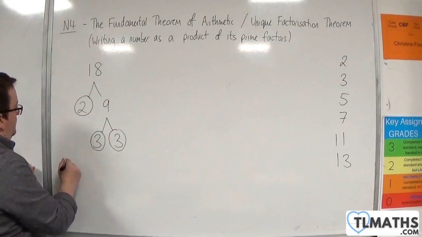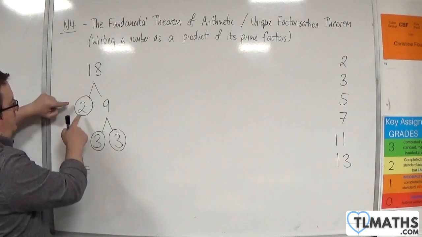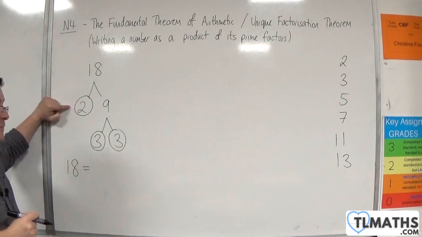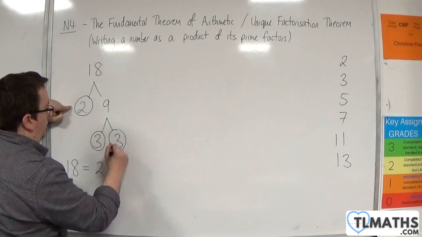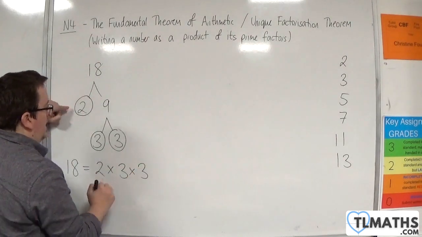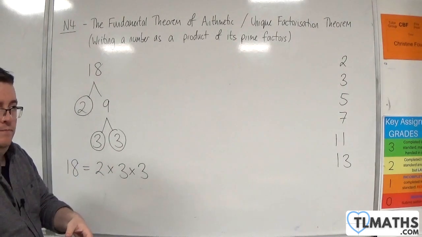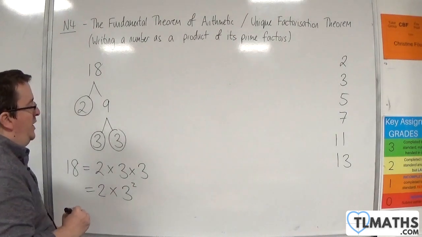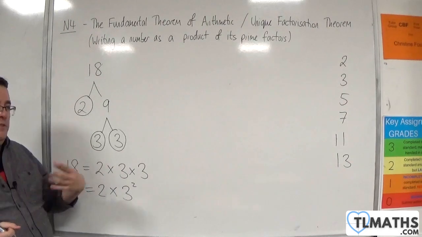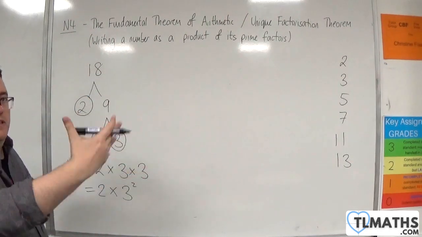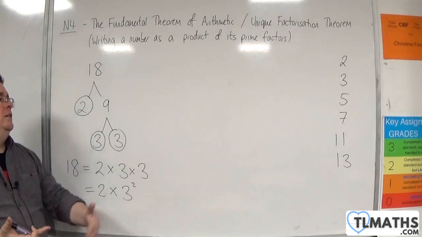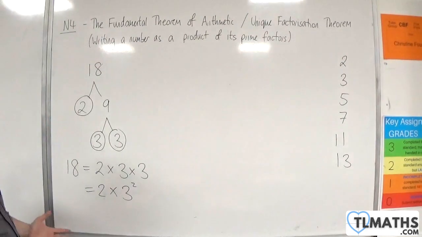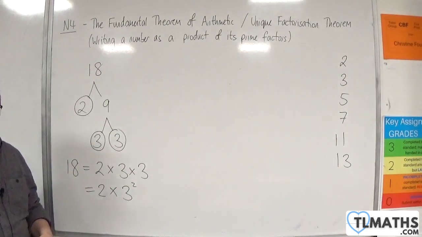So the key idea here is that 18 can be written as the product, multiplying these circled numbers together. So 2 times 3 times 3. But rather than writing it as 2 times 3 times 3, we're going to write it as 2 times 3 squared. Because you can imagine that if you had something that was 2 times 2 times 2 times 2 times 2 times 2 times 3 times 3 times 3 times 3 times 3 times 5 times 5 times 5, it would be really long and horrible to work with. So instead, we will be using powers here.